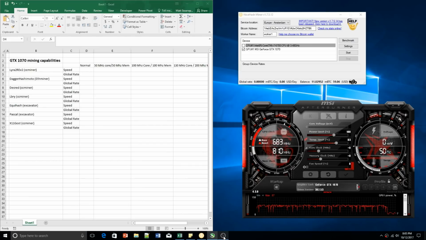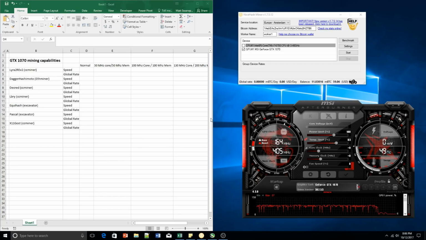What's happening, everybody? All right, so another video, some more Excel. This time with a little bit of a difference. I'm going to be looking at one single graphics card and its hashing power by using NiceHash Miner over here. So it's going to be an interesting experiment because I'm going to be looking at what will happen to the speed and the global Bitcoin rate when we slowly or carefully adjust these overclocking speeds over here.